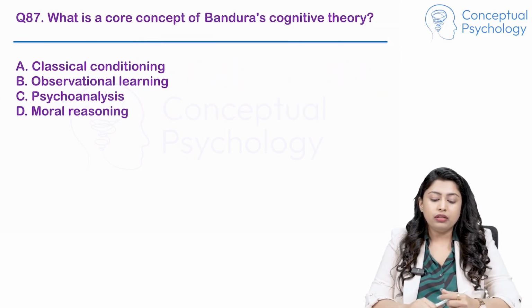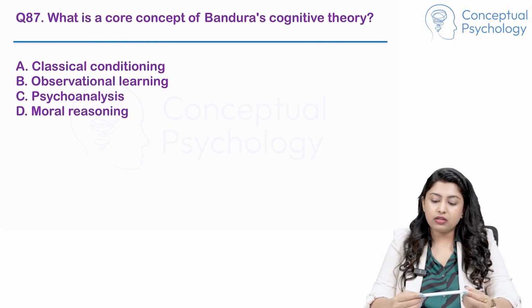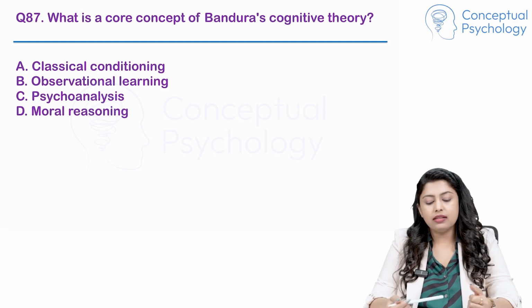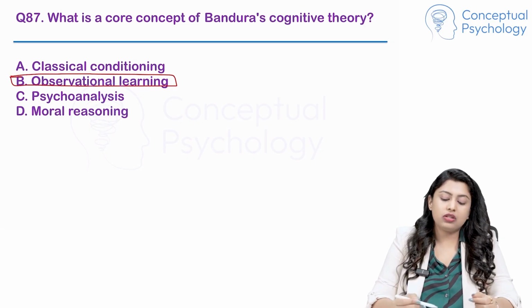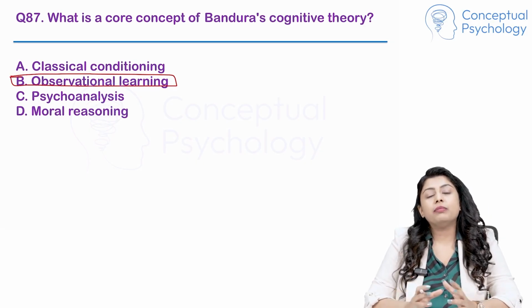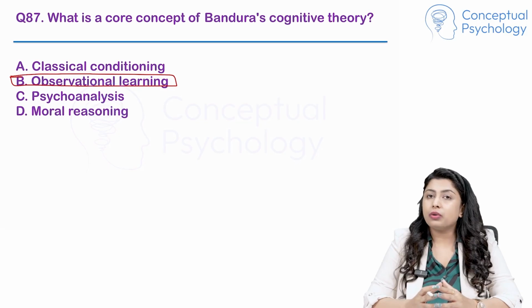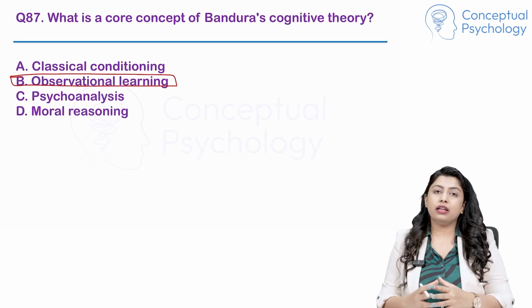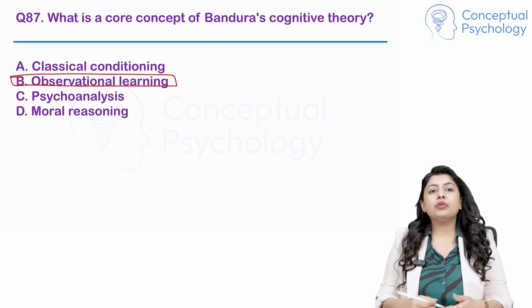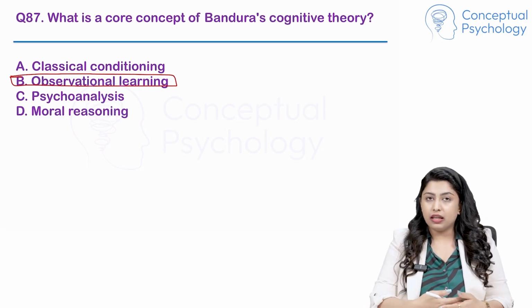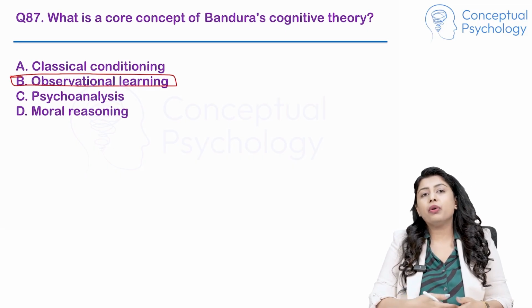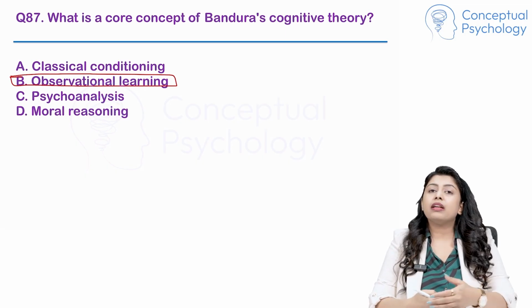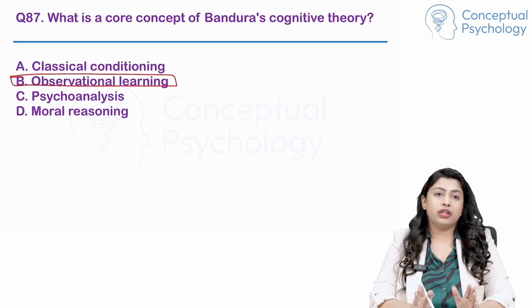Okay, moving on. What is a core concept of Bandura's cognitive theory? Classical conditioning, observational learning, psychoanalysis, or moral reasoning? The correct answer is B, which is observational learning. So Albert Bandura's social cognitive theory emphasizes observational learning or modeling, where individuals learn by observing others' behaviors and their consequences. So, this challenged the purely behaviorist explanations by demonstrating learning without direct reinforcement.